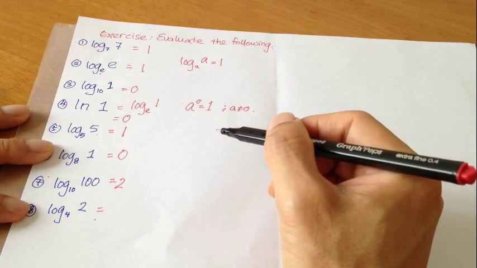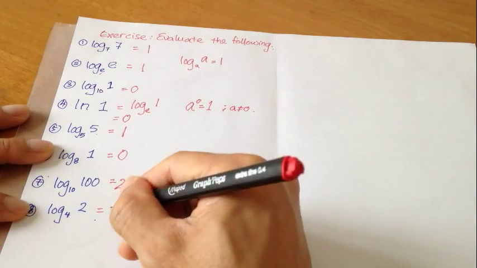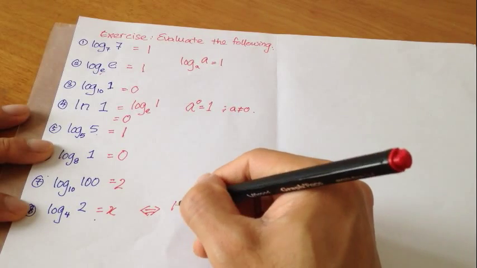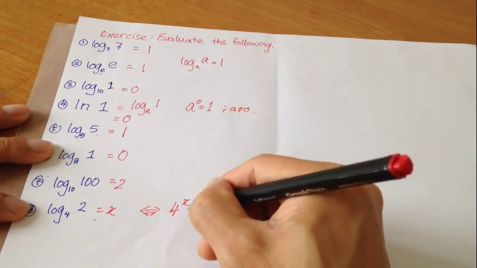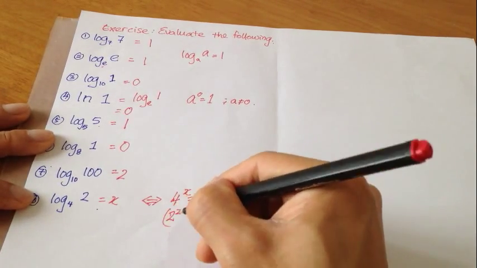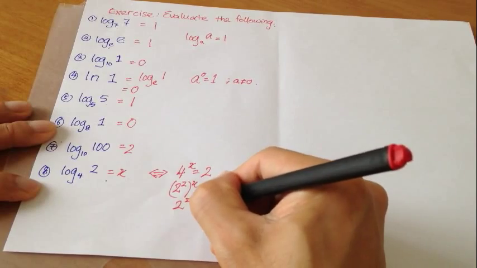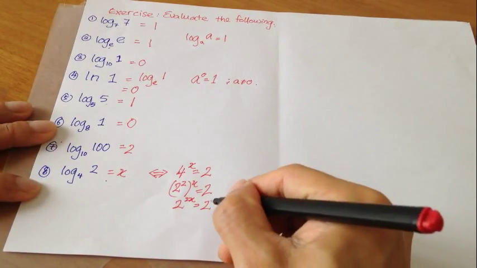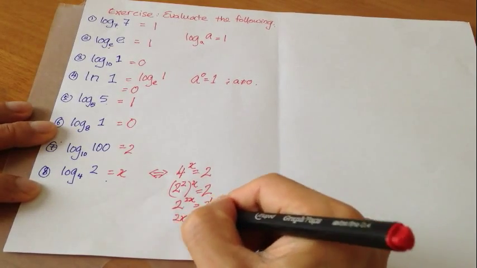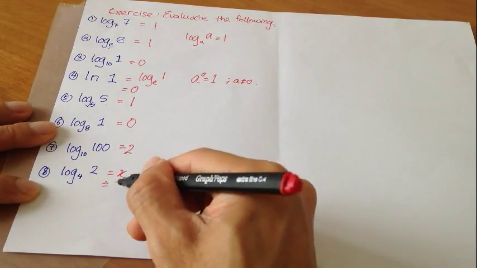It says how much 4 has to be raised to get 2? If you're having trouble doing this, you can write this as x, for example, and then use that definition, that is 4 raised to the power of x is equal to 2. And then 4 is 2 to the power of 2, so 2 to the power of 2x is equal to 2. Therefore, 2 on the right hand side is basically raised to the power of 1. Therefore, we have 2x equal to 1, x equal to half. So the answer for this is actually half.